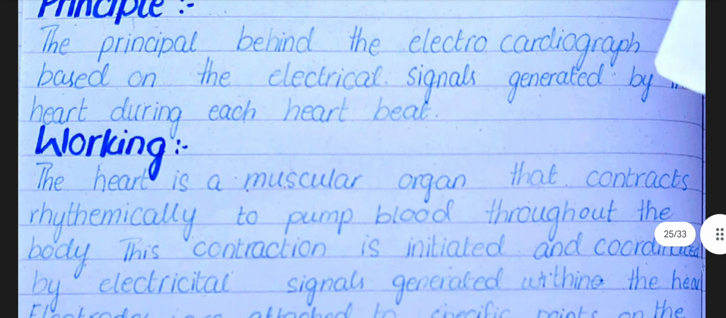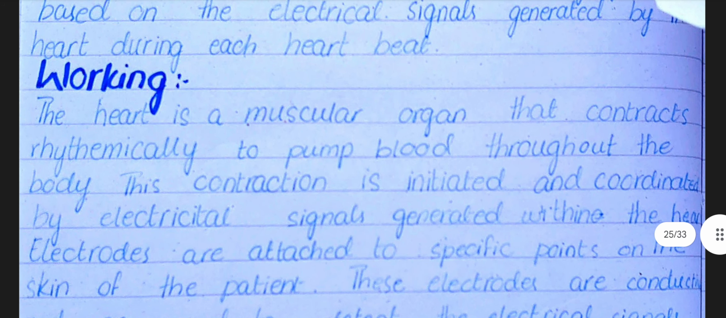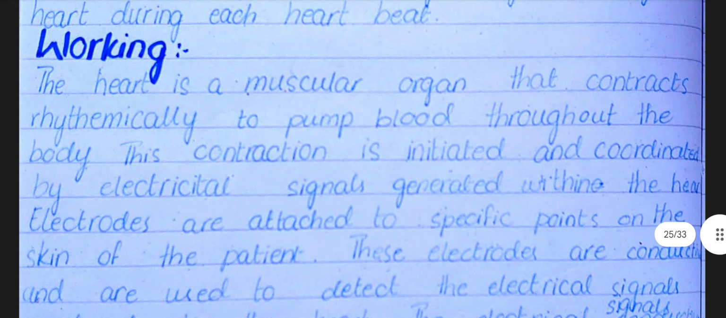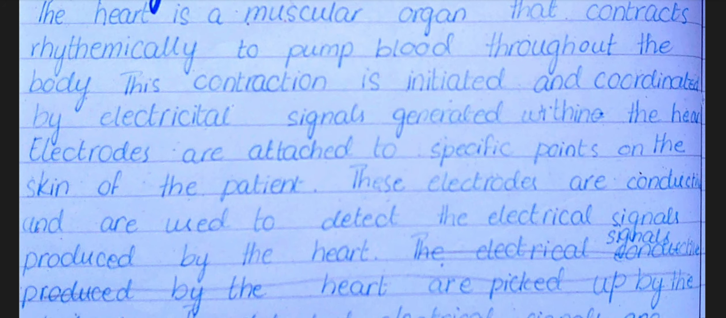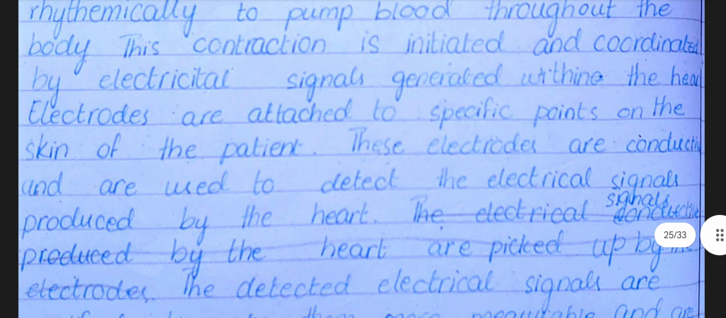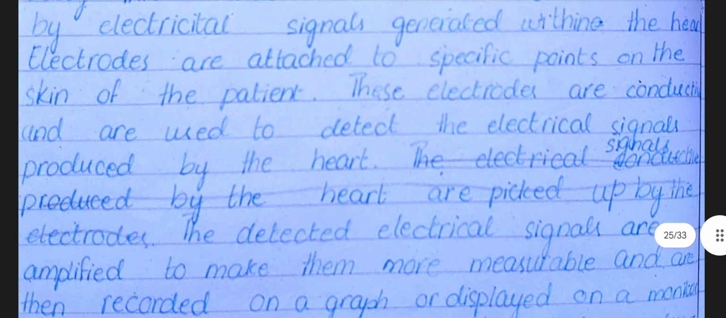Working. The heart is a muscular organ that contracts rhythmically to pump blood throughout the body. This contraction is initiated and coordinated by electrical signals generated within the heart. Electrodes are attached to specific points on the skin of the patient. These electrodes are conductive and are used to detect the electrical signals produced by the heart.